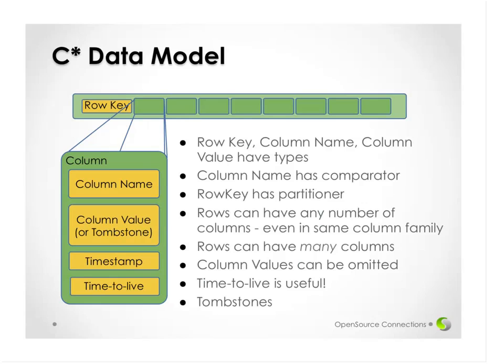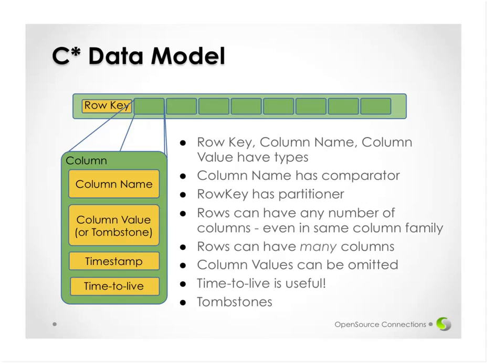It's important to understand a few more details about the data structure here. All of the elements here, the row keys, column names, and column values, have types. So if you tell Cassandra, hey, this is forever and always going to be a date, Cassandra makes it pretty easy to encode date, string, all the types that you're used to. Column names have comparators. And what this means is that when you stick a column in, it's going to be sorted and it's going to go to the appropriate place in a row according to the sorting that you're using.